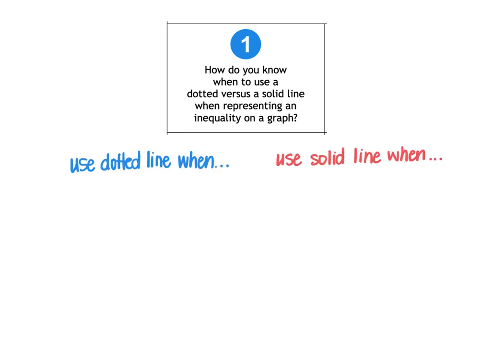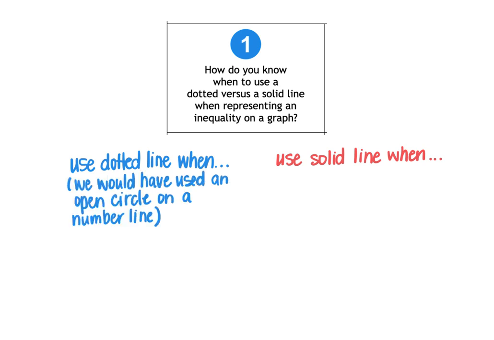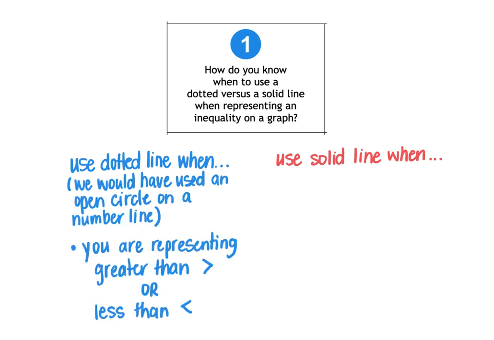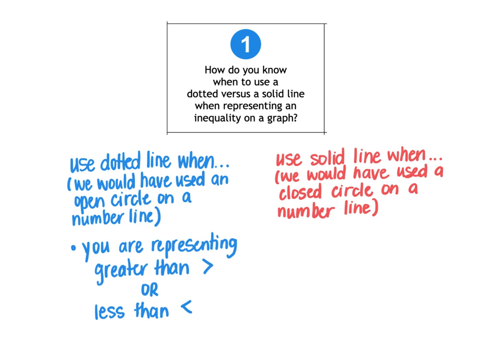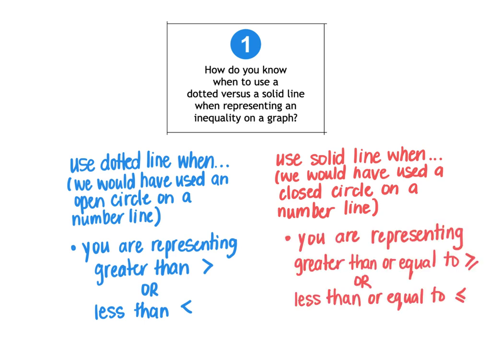line when representing an inequality on a graph. This is similar to when we worked with inequalities on a number line and we used an open circle to represent greater than or less than, and we used a closed circle to represent greater than or equal to or less than or equal to. In this case, we'll use a dotted line when we're representing greater than or less than, and we'll use a solid line when we're representing greater than or equal to or less than or equal to.